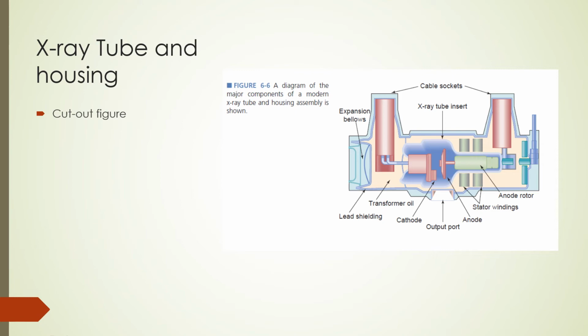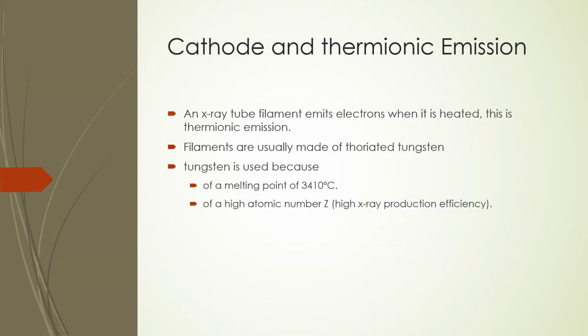Let's look at the cathode component first. The cathode is the negative electrode in the X-ray tube. It consists of a filament and a focusing cap. The filament is made of thoriated tungsten wire wound in a helix. Thoriated means it is doped with thorium. The filament is the part that produces the electrons by the process of thermionic emission.